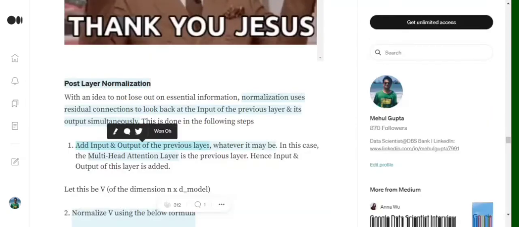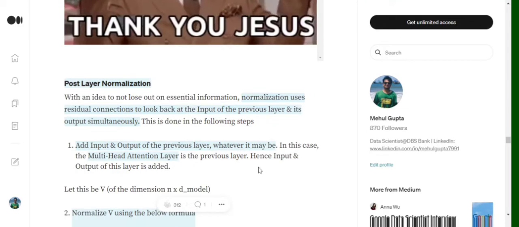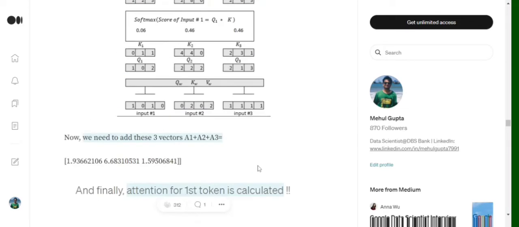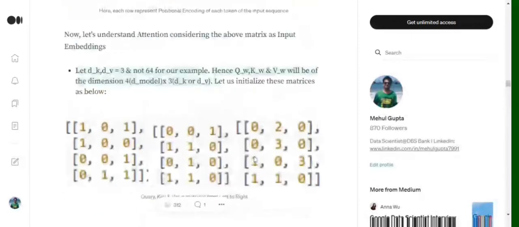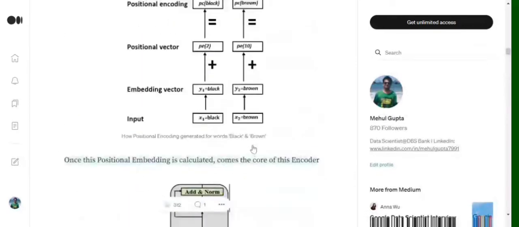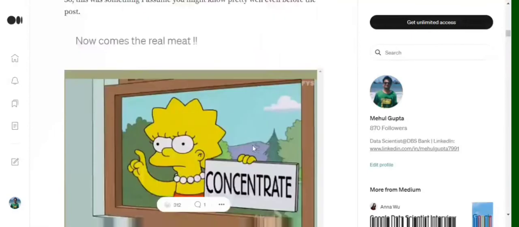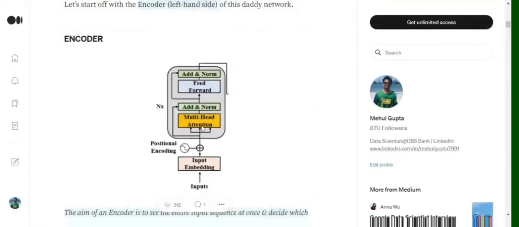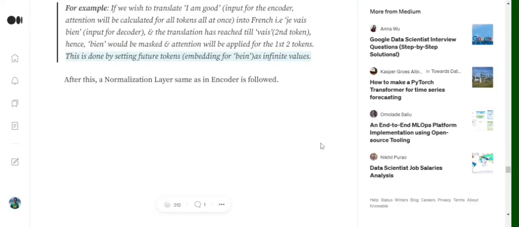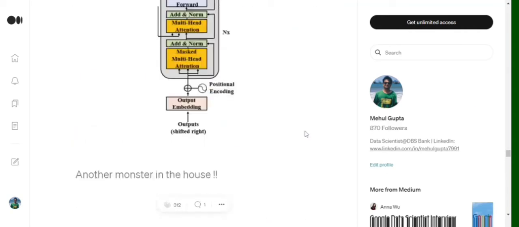We will be discussing the add and norm layer that we saw in the transformer architecture after multi-head attention. Recalling the entire architecture again, you can see that after multi-head attention, we have an add and norm, again a feed forward, and again an add and norm. So let's understand what this add and norm means.